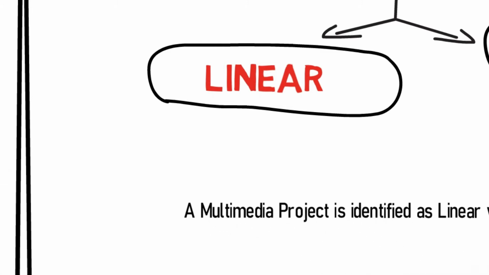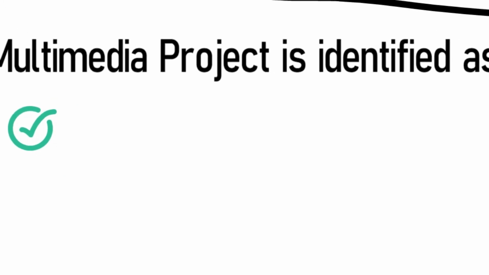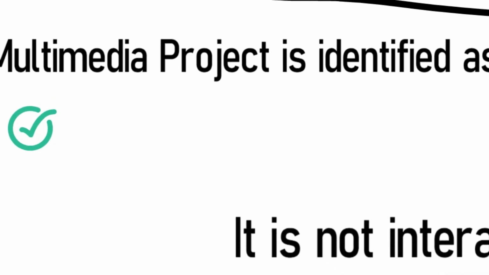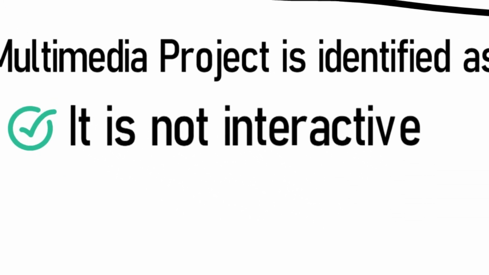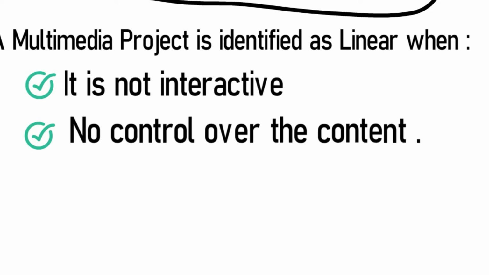A multimedia project is identified as linear when it is not interactive, meaning the user interacts with the multimedia application without controlling it. In this category, the user will go from the start all the way through to the finish without interruption. In this category, users have no control over the content that is being shown to them.